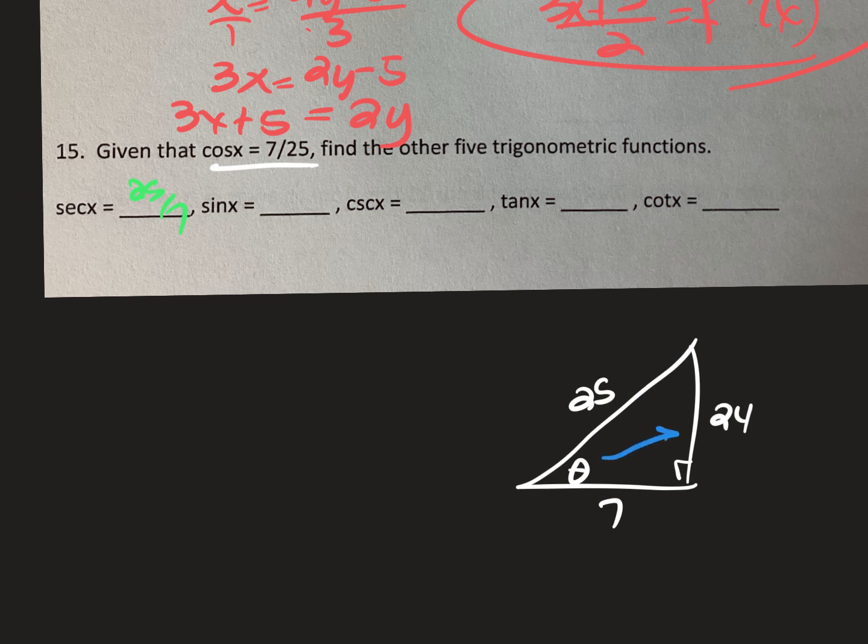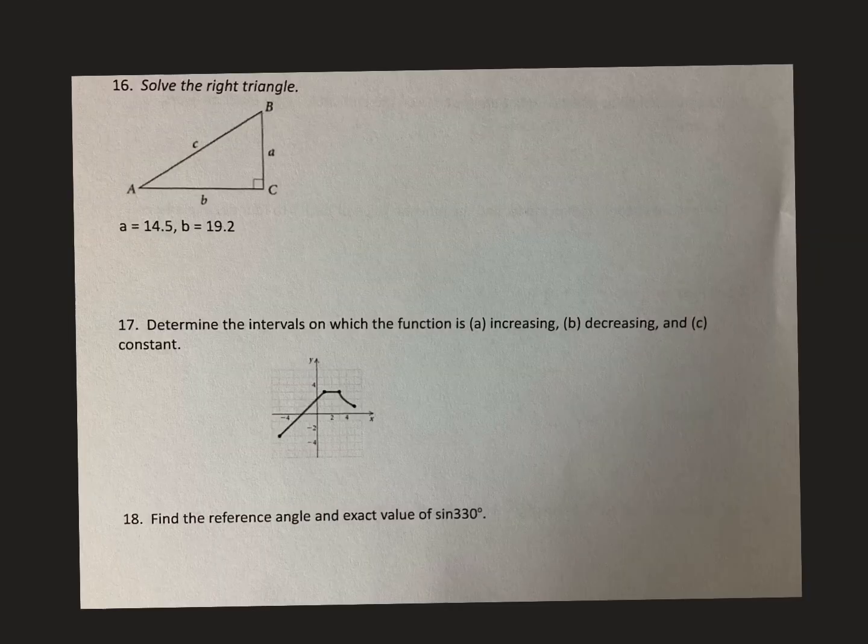Sine is opposite over hypotenuse, which is 24 over 25. Cosecant is the reciprocal of sine. Tangent's opposite over adjacent, which is 24 over 7. Cotangent is the reciprocal of tangent, 7/24.